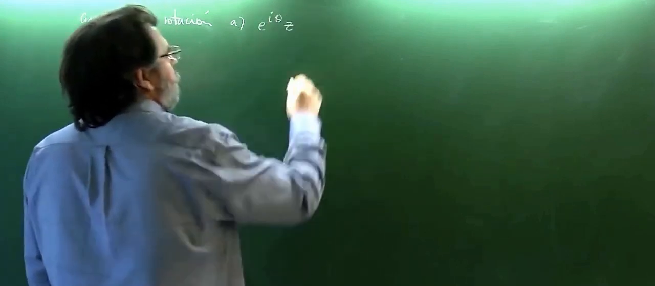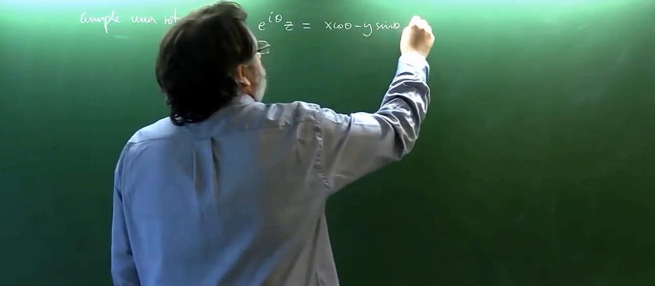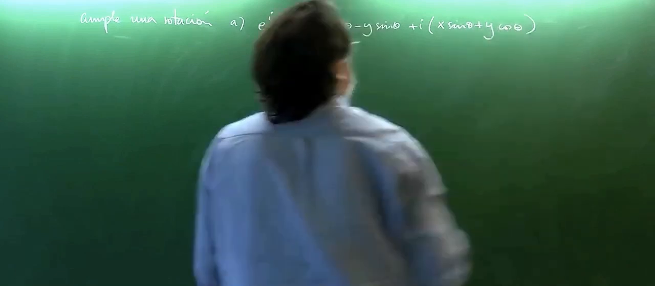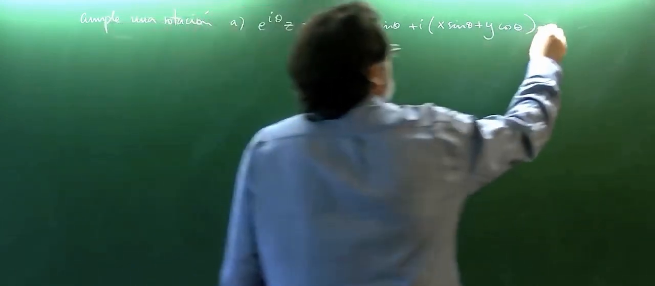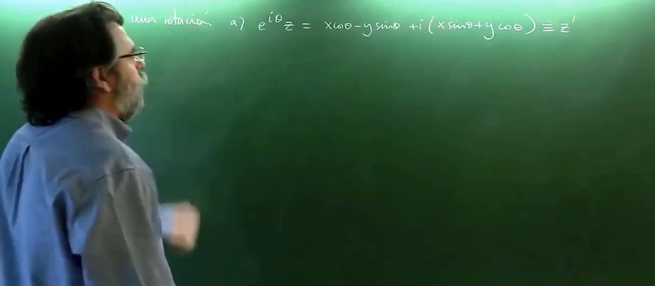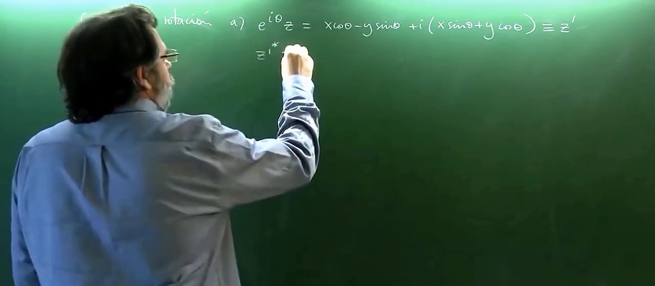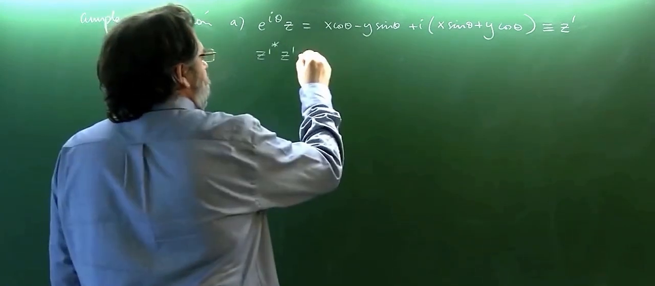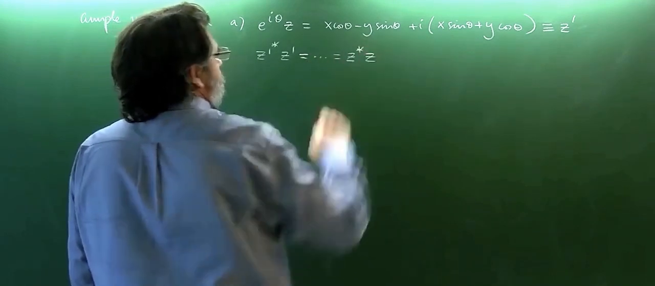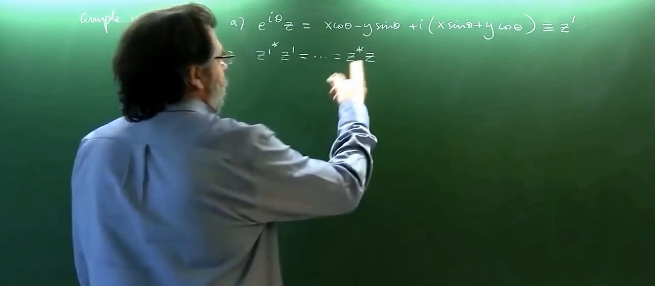Okay, in the first case, when we had e to the power of theta, z, which gave us x cosine θ minus y sine θ plus i(x sine θ plus y cosine θ), what does this new complex number, which we can call z prime, comply with? It complies with the following: if I now compute z prime conjugate times z prime, it turns out to give exactly the same as z conjugate times z, that is, with or without primes, this thing is the same. Let's see what it is.